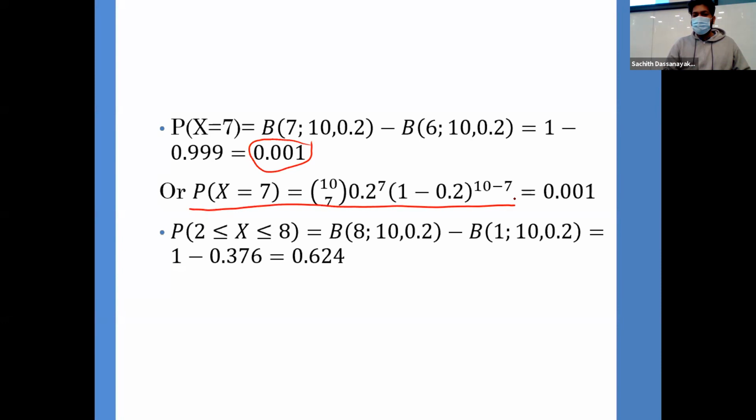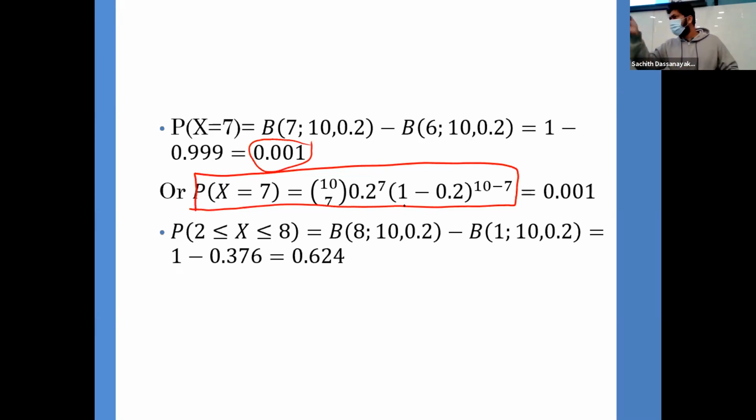Otherwise, you have to do this calculation. Since they ask for a probability at a point, you can simply plug x equals 7 into the binomial PMF, not the CDF. The calculations are a little bit hard, but if you use your calculator, that's fine. Then you will get 0.001. Clear?